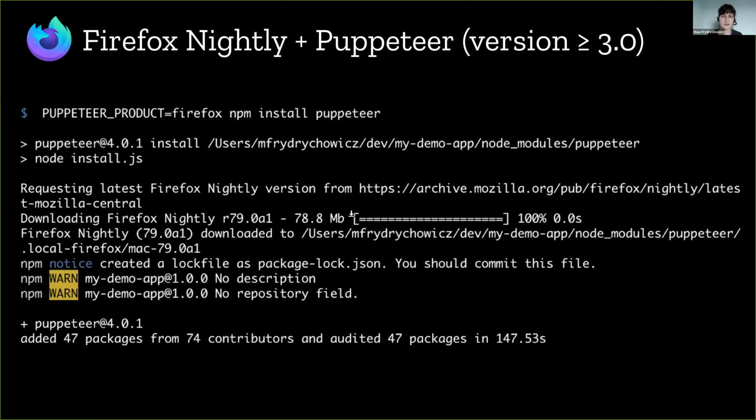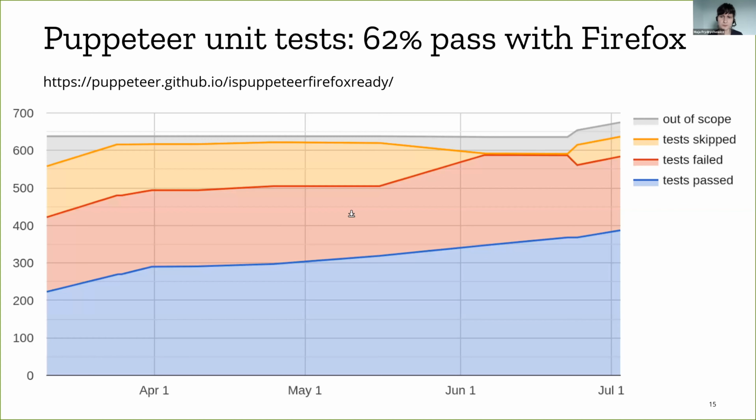To give you a rough idea of what API surface is supported by Firefox in Puppeteer, we can look at the Puppeteer unit tests. And right now, these have a 62% pass rate. We're going to add more API support over the next few months based on the early feedback we get from users. Likely, our main focus for the next while will be around network events.